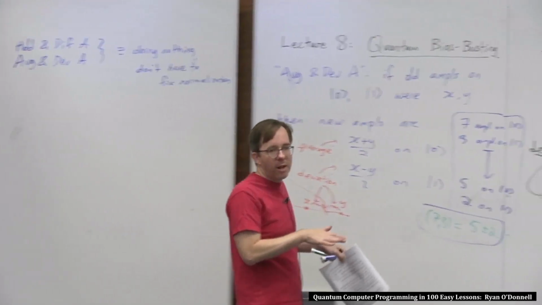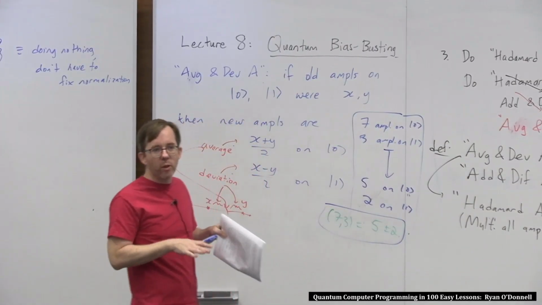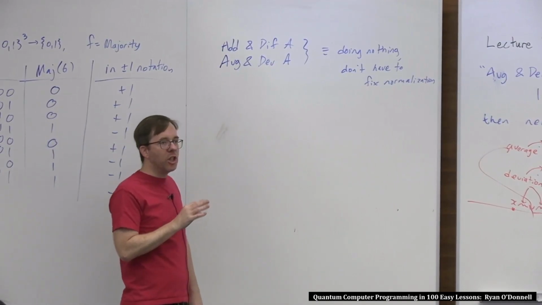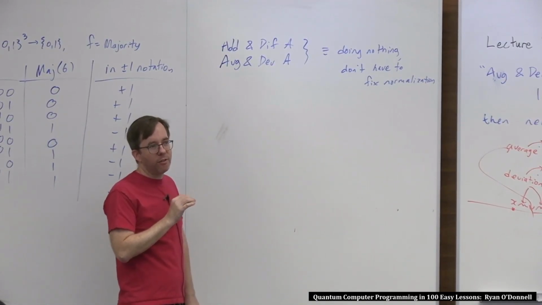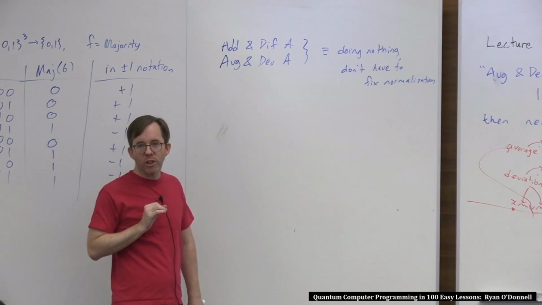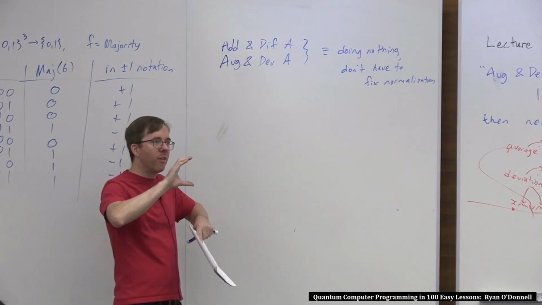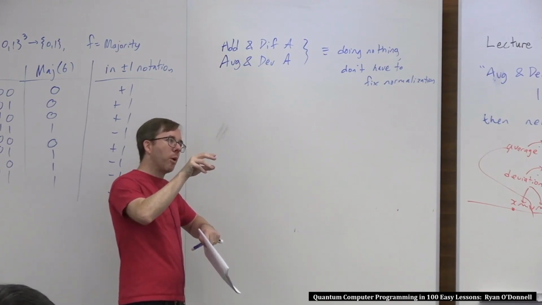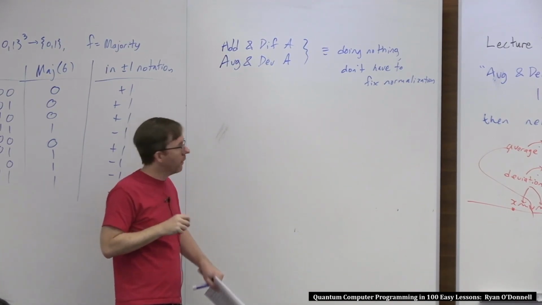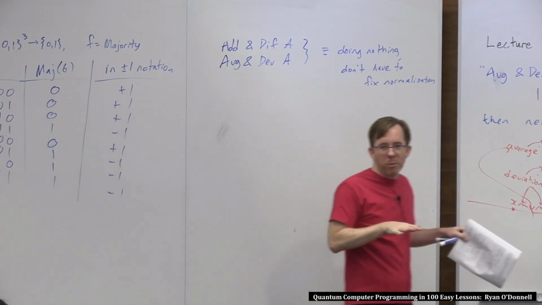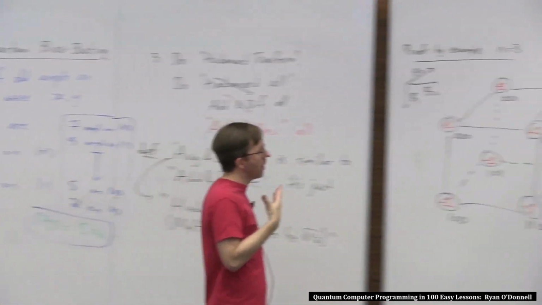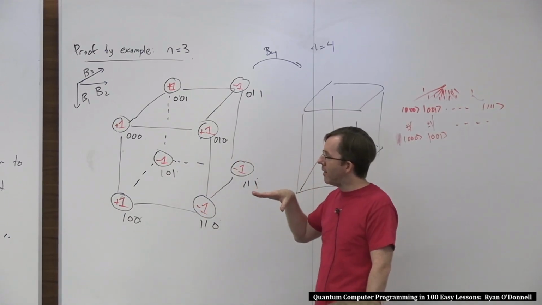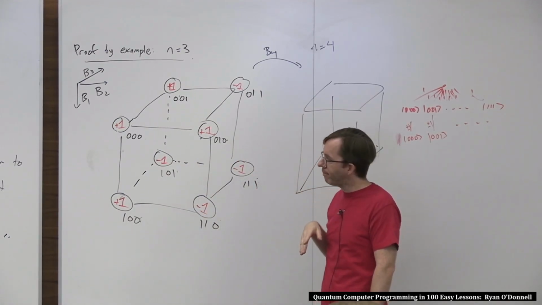Okay, so you could leave them all Hadamards and everything would stay normalized properly the whole time, but sometimes that's annoying. What's very pleasant is you change 5 of them to add and diff, and you change 5 of them to average and deviation. Because you have the same number of add and diffs as average and deviations, you inserted the same number of square root half factors as you took out, and therefore at the end it'll be perfectly normalized. So it's always my favorite move to convert half my Hadamards to add and diff and half of them to average and deviation.